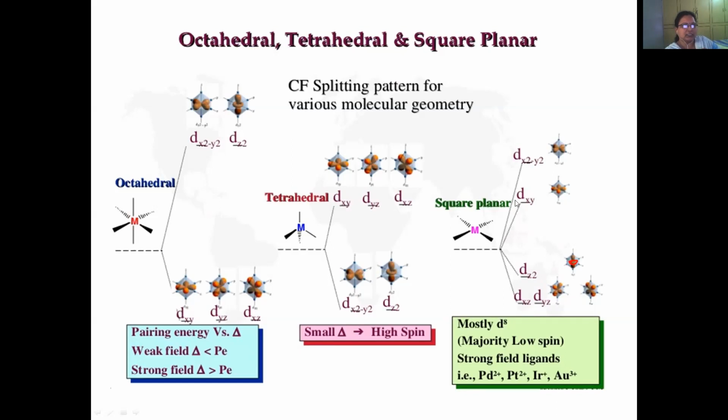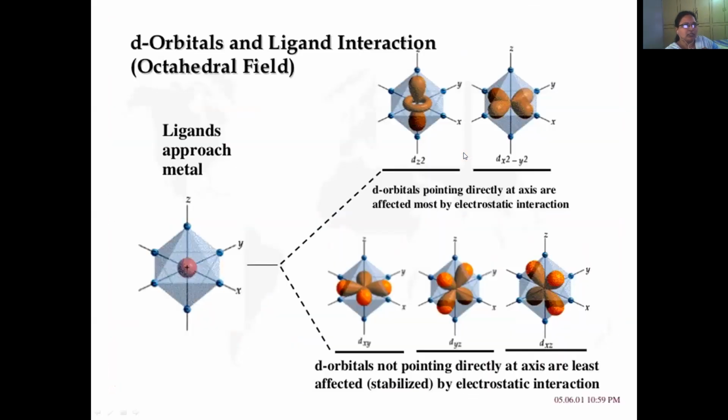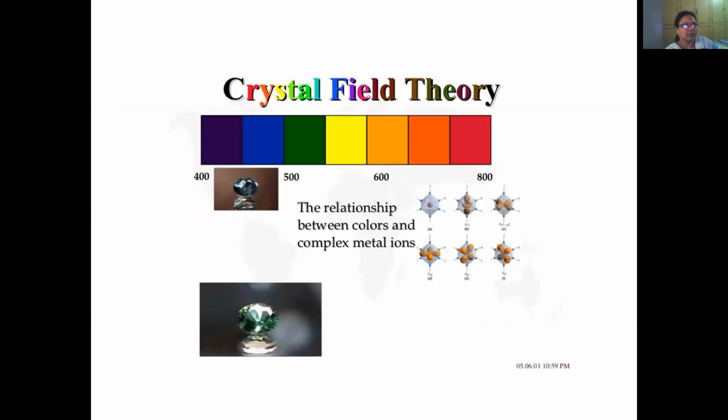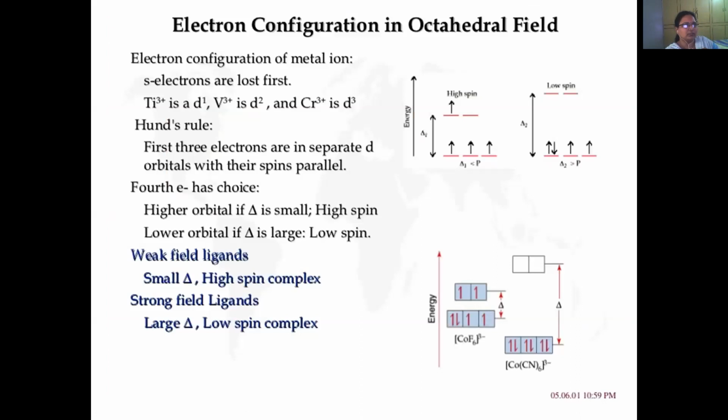So we have finished octahedral, tetrahedral, and square planar complexes. You can see the examples given for octahedral and tetrahedral, with only the electronic configurations here.